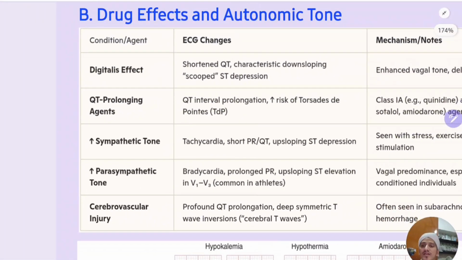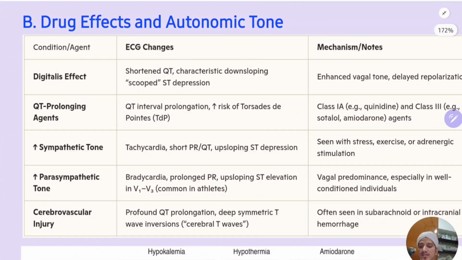Then we will see some different ECGs. The second topic will be drug effects and autonomic tone. Digitalis effect. So there will be shortened QT interval, and there will be characteristic downsloping scooped ST depression. What is the mechanism? Enhanced vagal tone and delayed repolarization. Delayed repolarization is the thing.